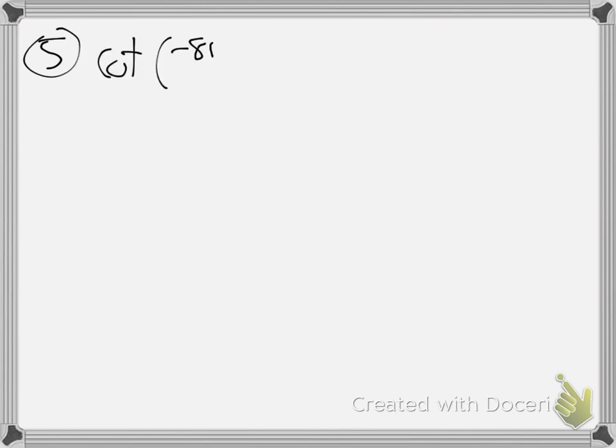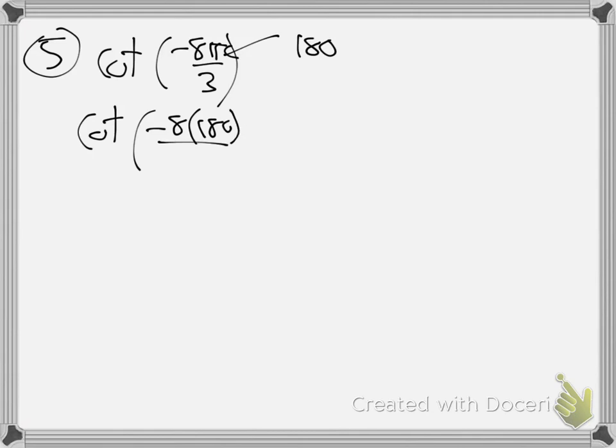Cotan of minus 8 pi over 3. Okay, boy, these are taking a while, I want to get through some of the other stuff too. All right. Put in a 180 like always. So that'd be cotan of minus 8 times 180 over 3. You know the drill. 3 goes into 180 60 times, and then 8 times 60 is 480. So this is not cosine, cotan of minus 480. Good so far?